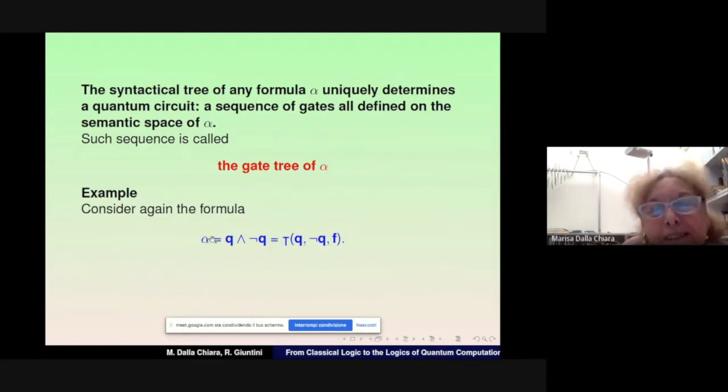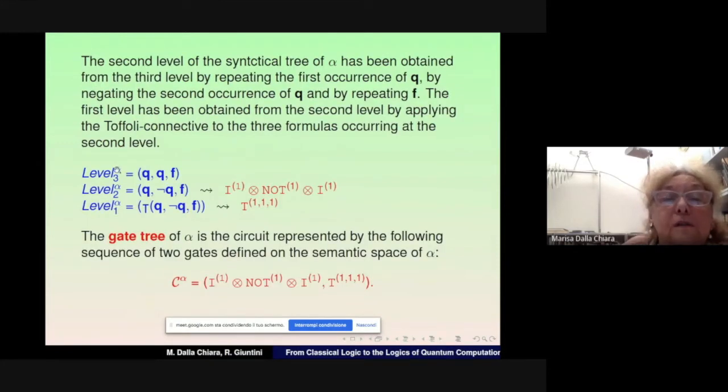Let us consider again our contradictory formula. In this talk, we like contradictions. So Q and not Q, that is, Toffoli applied to Q, not Q, F. This was the syntactical tree of our formula. The second level of the syntactical tree has been obtained from the third level by repeating the first occurrence of Q, by negating the second occurrence, and by repeating F.